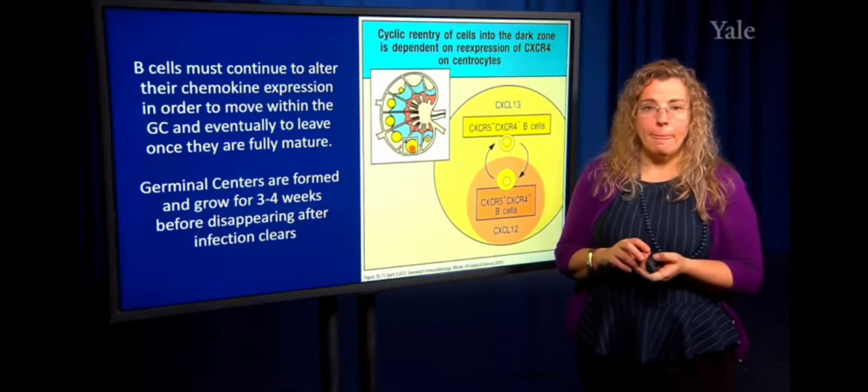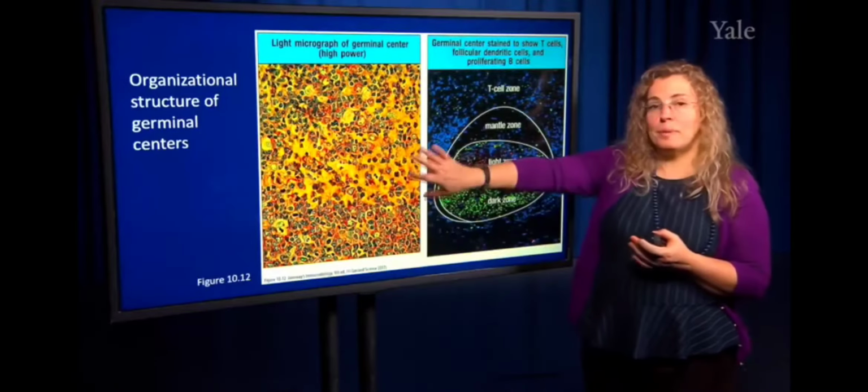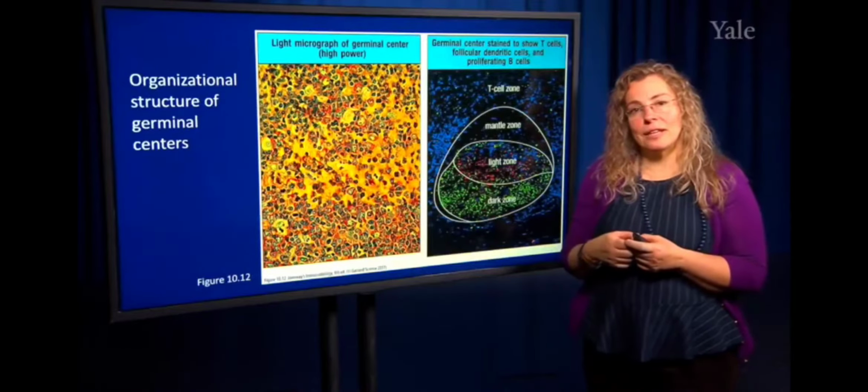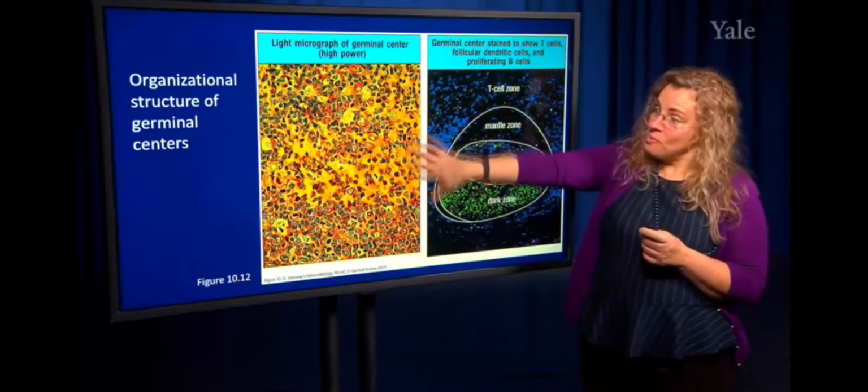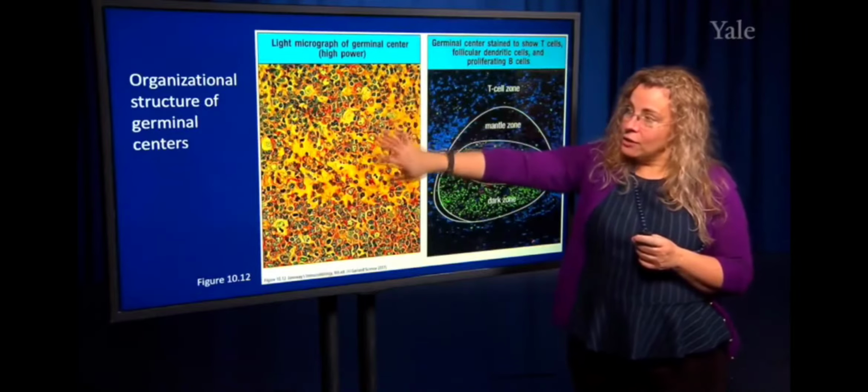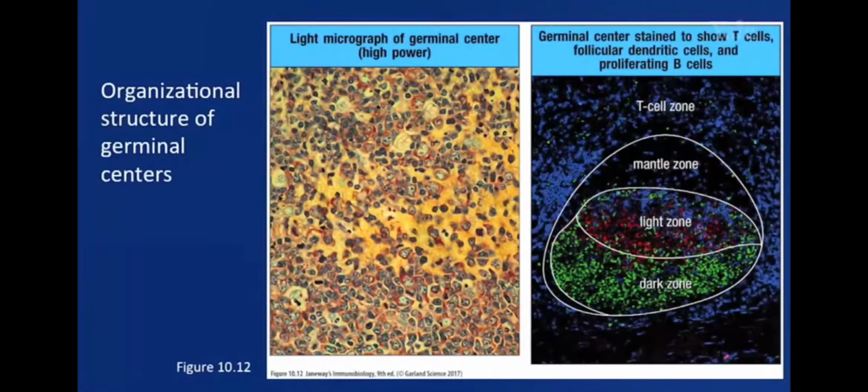Here is a picture of what a germinal center looks like under the microscope. And again, you have a lighter zone here because there's fewer cells, hence the name, and the dark zone is where the cells are really tightly packed.